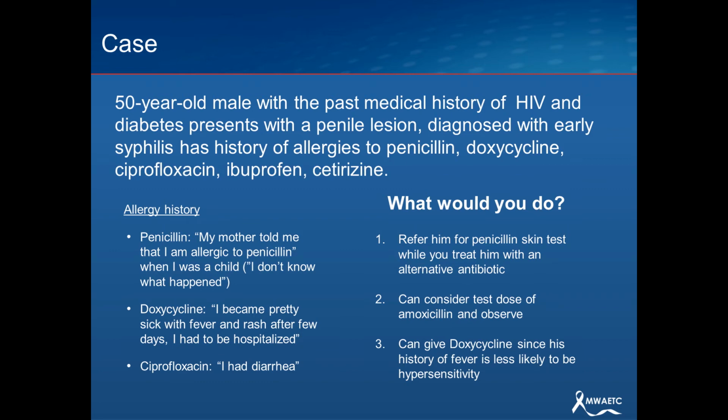Option 1: refer him for a penicillin skin test while you treat him with an alternative antibiotic. Option 2: consider a test dose of amoxicillin or penicillin and observe to see if he can tolerate it. Option 3: give doxycycline since his history of fever is less likely to be hypersensitivity. So we can do a penicillin skin test while we treat with an alternative antibiotic. It's commonly done in clinical practice.